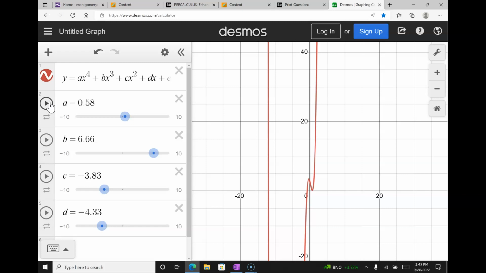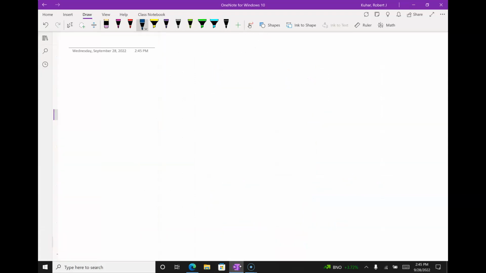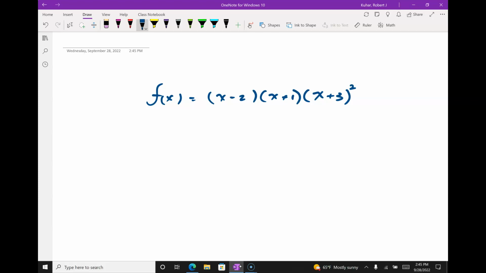So it's actually happening twice. So for example, f of x is equal to x minus 2 times x plus 1 times x plus 3 squared. If I FOILed this all out, which would be horrible, I would have an x to the 4th power. This one's going to give me an x squared, that's another x, that's another x.